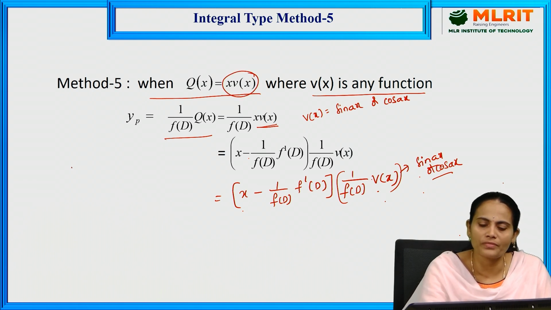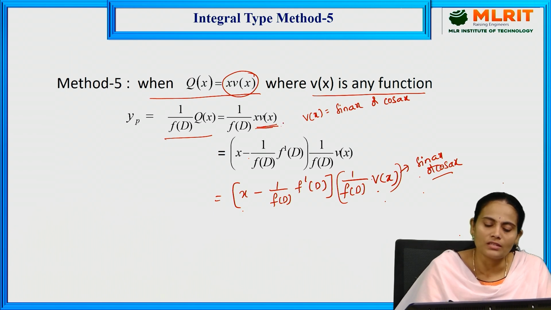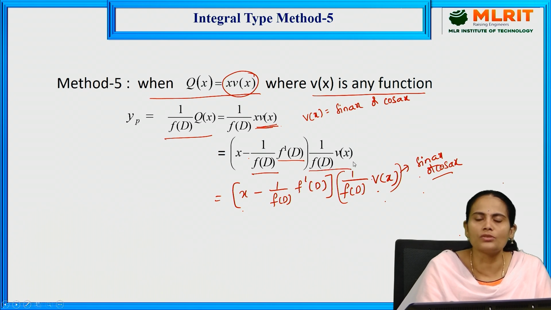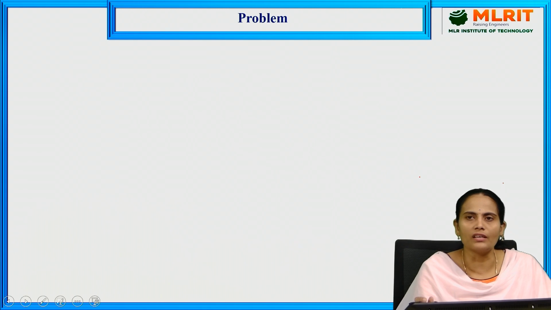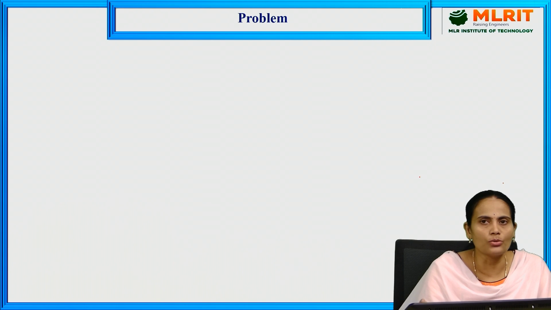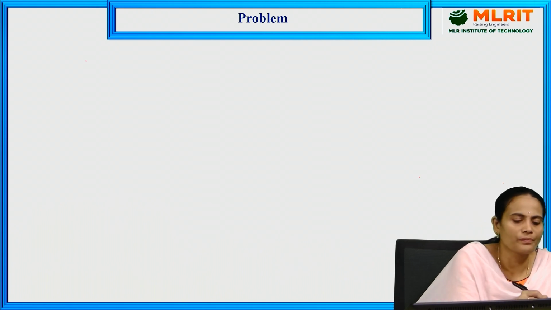So if q of x is x into v of x, the yp is x minus 1 by f of d into f dash of d, where f dash of d is nothing but the derivative, into 1 by f of d into v of x. This is method 5 of finding a particular integral. Now let us see one problem on method 5, when q of x is equal to x into v of x.